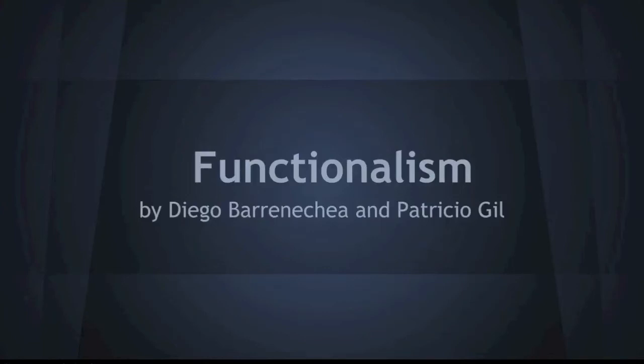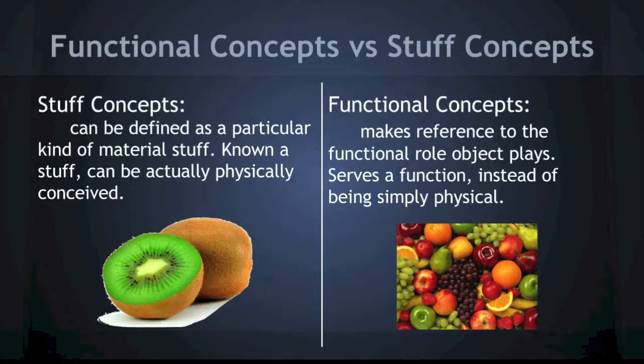I will be speaking about functionalism. First, we need to identify what functional concepts are versus stuff concepts. A stuff concept is something that can be defined as a particular kind of material stuff. It is known as a thing or stuff and is usually physically conceived. A functional concept makes reference to the functional role an object plays. It serves a function instead of simply being physical.